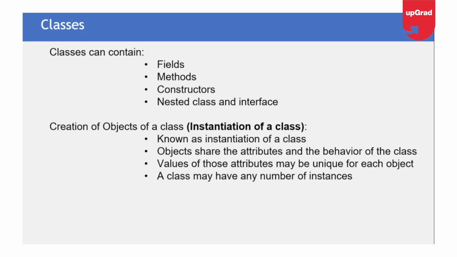For example, every car will accelerate or brake. Every car will have a color and a weight. And there can be n number of objects of a single class.